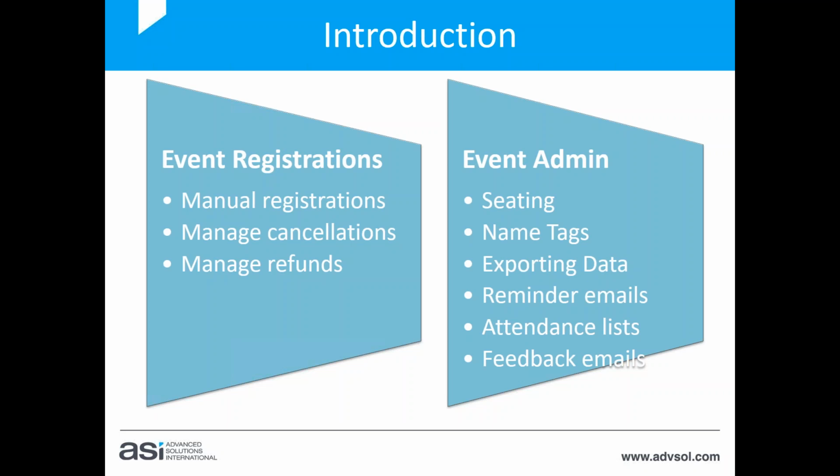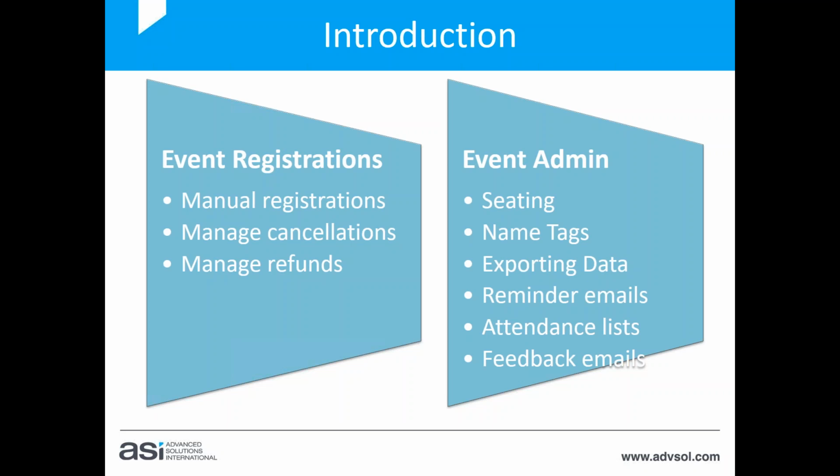What needs to happen in the system before you run the event, often the day before or the day of, such as applying seating, allocations, name tags, exporting data from the system into a spreadsheet, sending out reminder emails. And then what happens after the event has occurred? There's a couple of little tasks you need to do once the event's occurred in the system as well, such as marking off attendance and the opportunity to send manually triggered feedback emails as well.